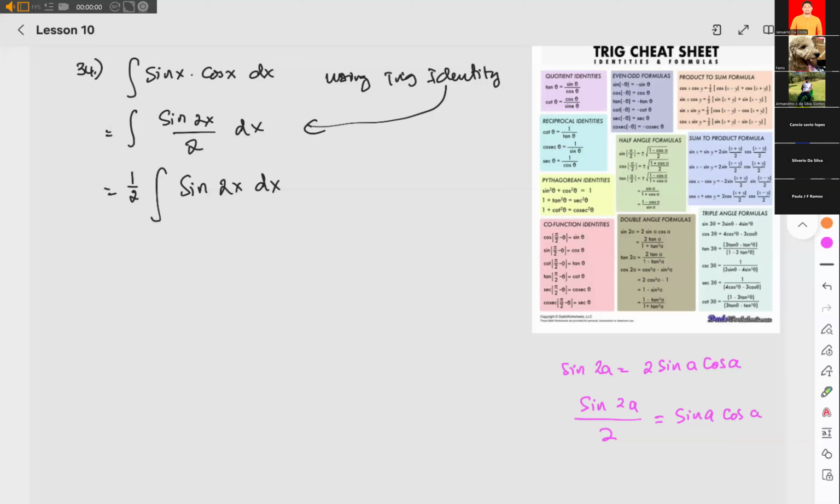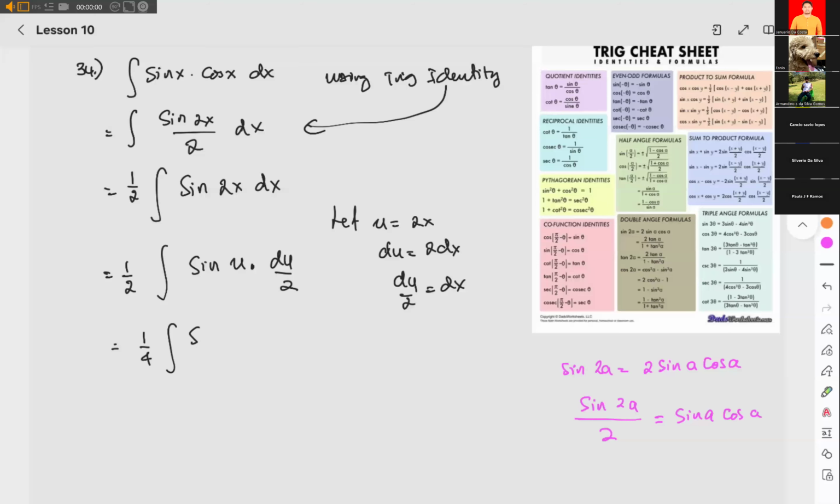Now you can solve this. Let u equal 2x and du equal 2 dx, where du over 2 is simply equal to dx. Now you can substitute into the integral of sine of u. Your dx is simply du over 2, so you just bring the 2 out. That will be 1 over 4 times the integral of sine of u du.